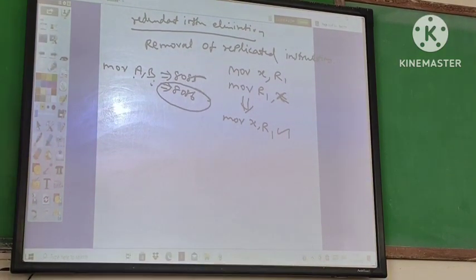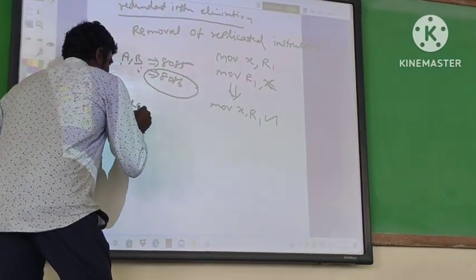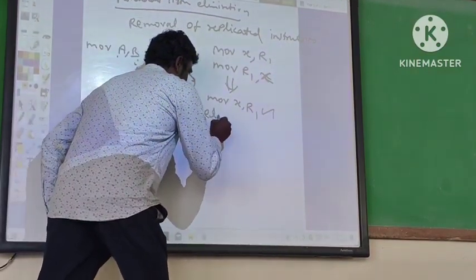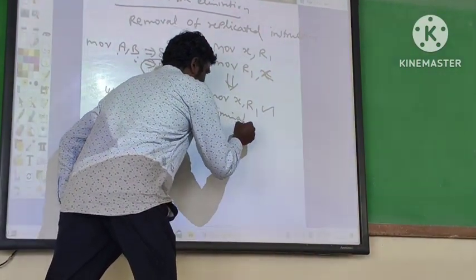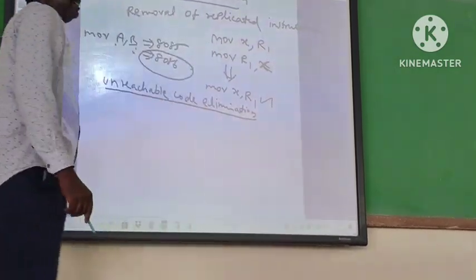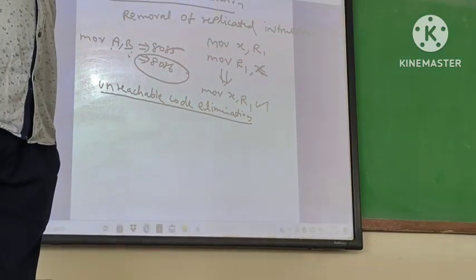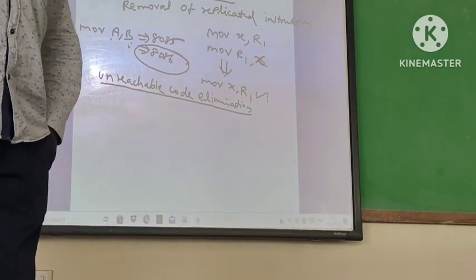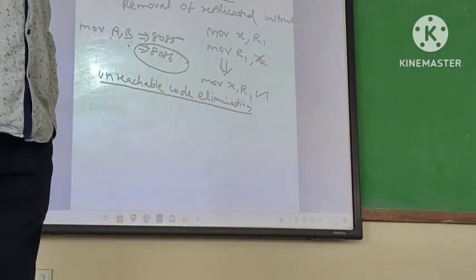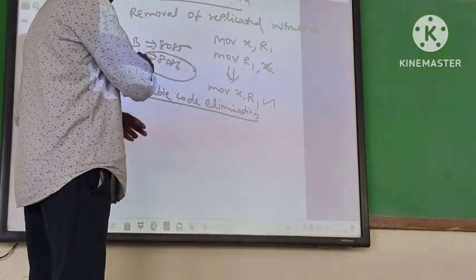Now the second one is called unreachable code elimination. What is meant by unreachable code elimination? I will illustrate with an example. If a code does not execute at all in your instructions, there is a possibility the code will never get executed. Am I right? Such code is called unreachable code. I will give you a classic example for this.